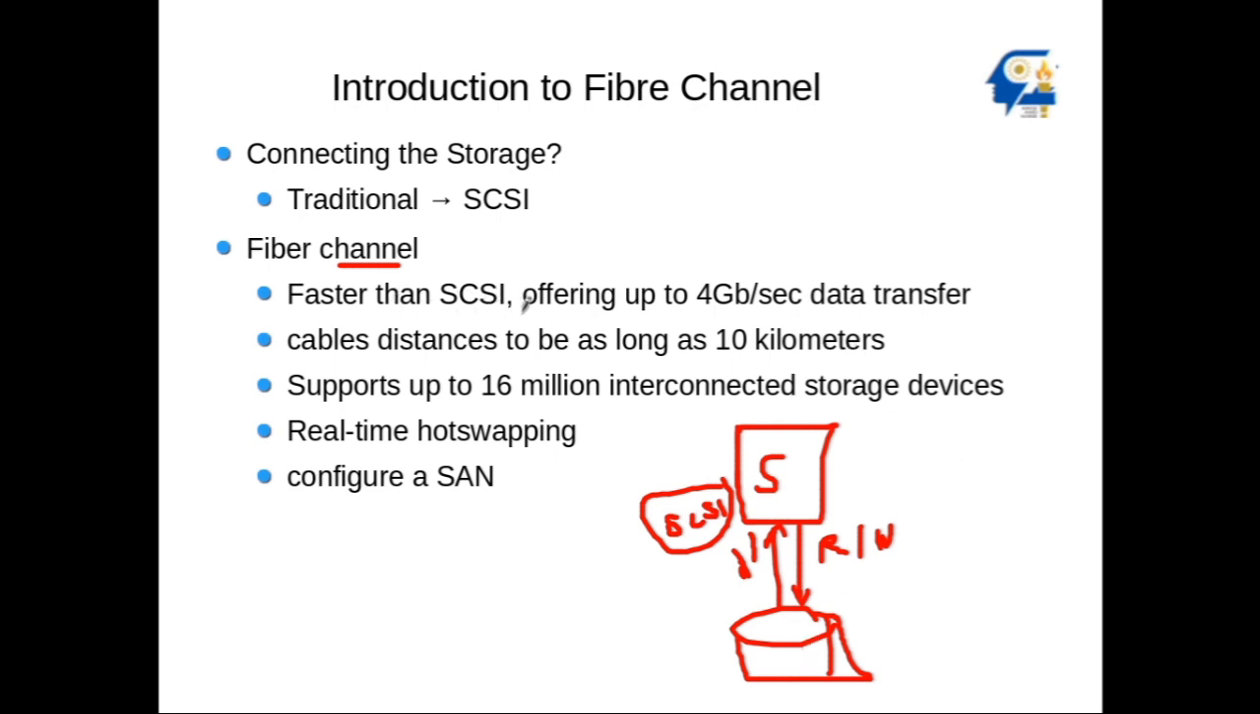Now the fiber channel is faster than this one, and it offers 4 GB per second data transfer, and we can use cable distances up to 10 km. 16 million devices can be interconnected, and it supports real-time hot swapping. Real-time hot swapping is something like when a system is running, you can plug and play devices. That is what hot swapping is. Normally storage supports this. One of your disks may fail, and you can just remove it and put another one. So that we normally call hot swapping, and it also supports us to configure a fiber SAN.